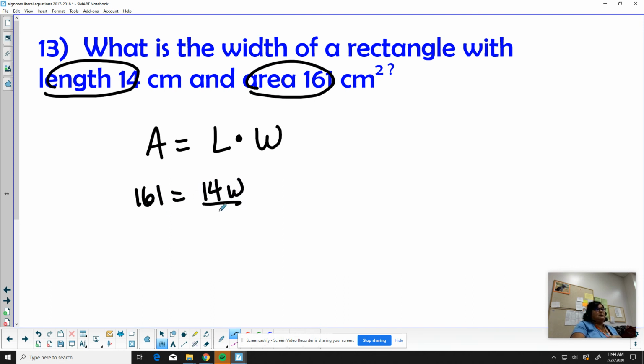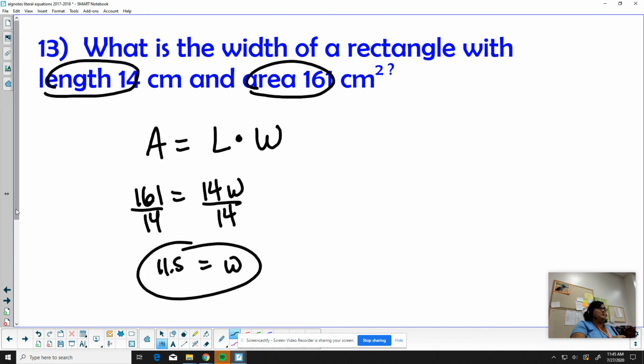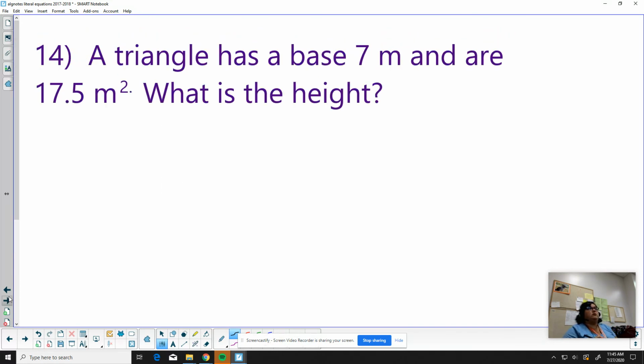Well, we can solve this. This is just a one-step equation. So 161 divided by 14, let's see what that is. 11.5. So my width is 11.5. Really, these are just plug-in checks. If you know the formula, you can put it in and then use your solving skills.